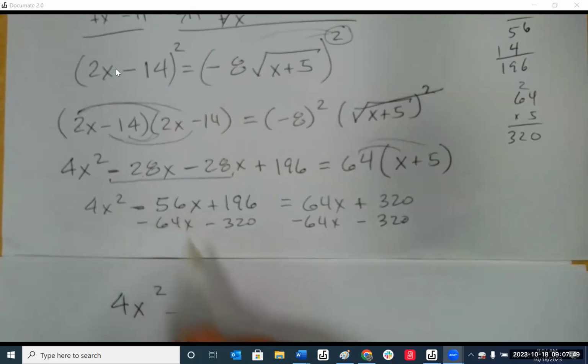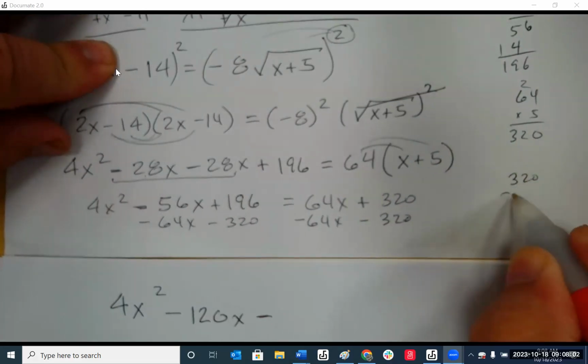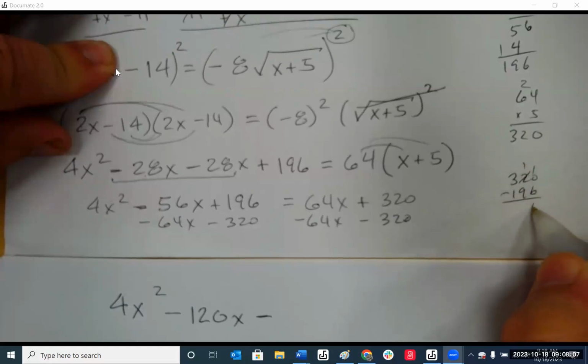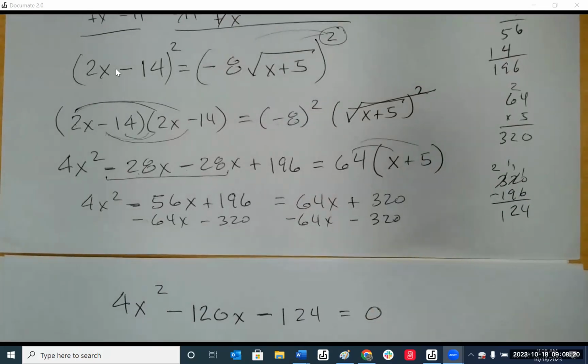They're both negative. 56 and 64 is 120x. 320 is bigger than 196, so it's negative. 320 minus 196, borrow the 1, so it's 124. Equals 0.